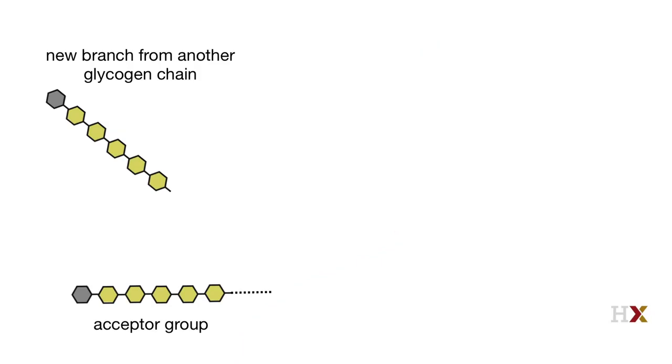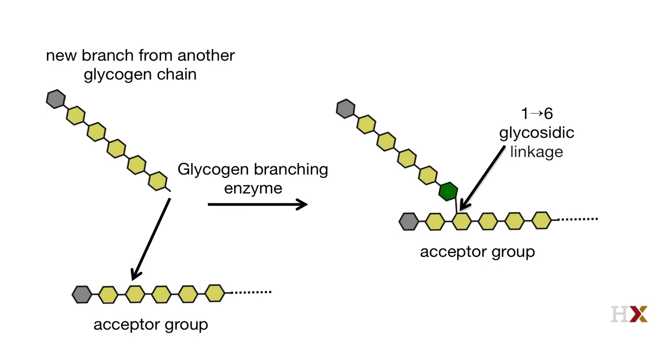Glycogen synthase does not catalyze branch formation. This reaction is catalyzed by another enzyme called the branching enzyme. This reaction starts by the cleavage of the end of a chain to form a fragment with 6 or 7 glucose units. The newly formed reducing end from this fragment can then form a glycosidic linkage, a 1,6-glycosidic linkage, with a residue that is contained in an acceptor chain.